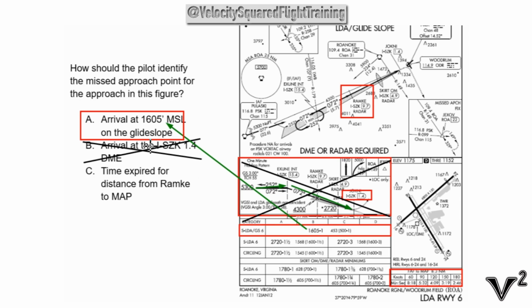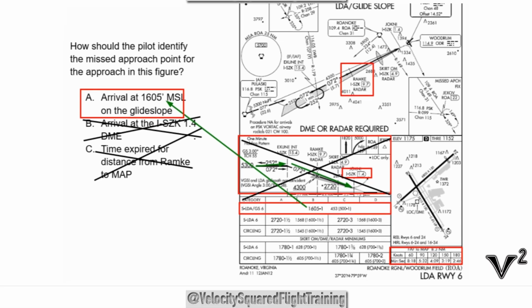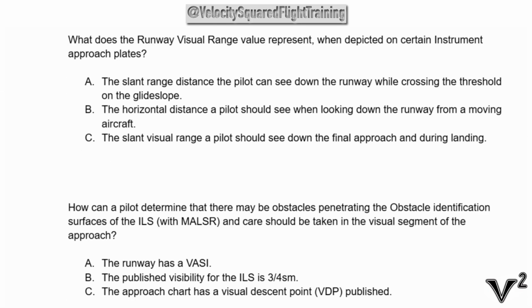But you're not going to use that, assuming everything else is working. So you're not going to use the actual. And this is scored as the correct answer on the test, 1605 MSL. Sweet. All right. So good job so far.